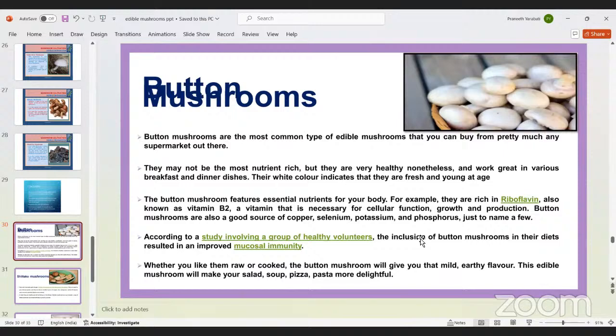So button mushrooms are a good source of vitamin B2, that is riboflavin, which is necessary for cellular function, growth and production. Along with this, sodium, copper, selenium, potassium and phosphorus are also present in the button mushroom.